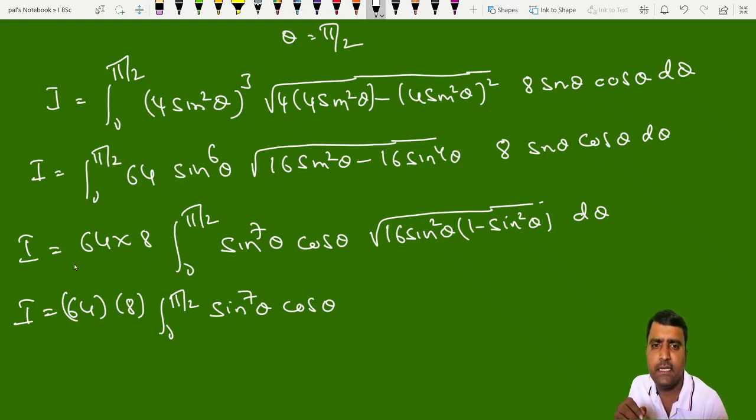16 sine square theta comes outside from the root. It is 4 sine theta. 4 sine theta into square root of 1 minus sine square theta, which is cos square theta.